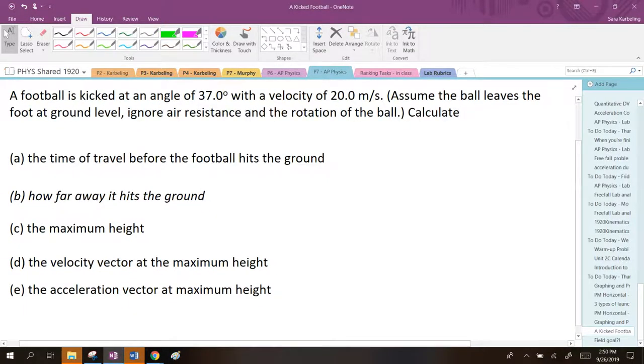A football is kicked at an angle of 37 degrees with a velocity of 20 meters per second. We're assuming the ball leaves the foot at ground level. Ignore air resistance and the rotation of the ball. Calculate the time of travel, how far away it hits the ground. So here, this is looking for t, right? How far away it hits the ground? What are they looking for there? Delta x. Change in position in the x direction, the range.